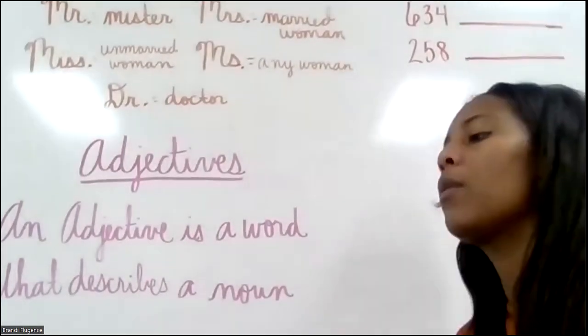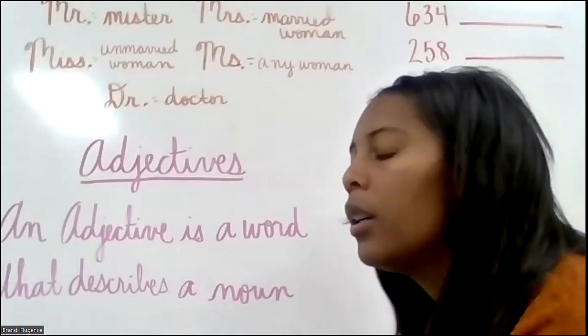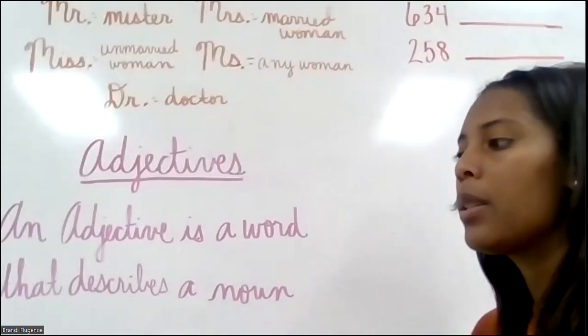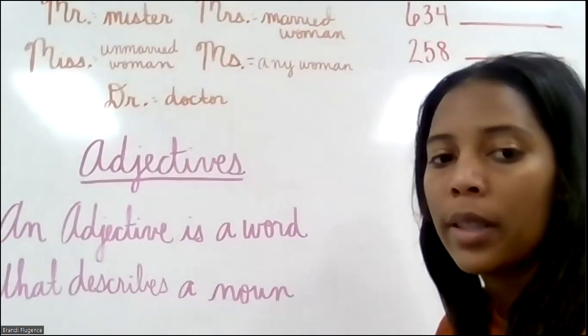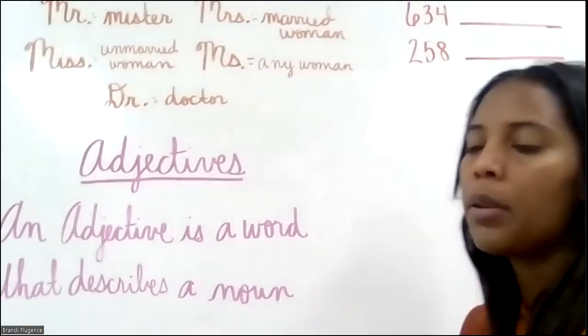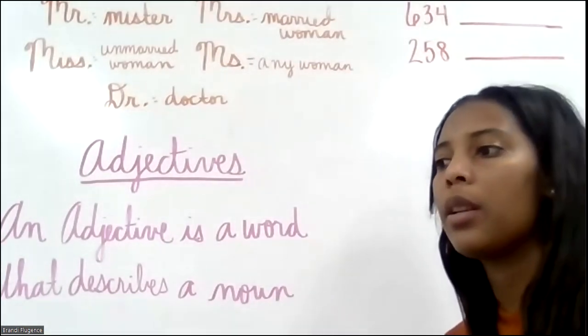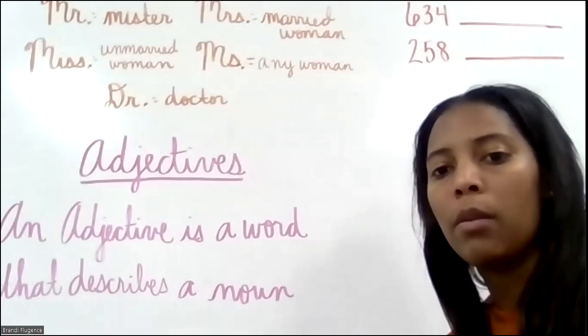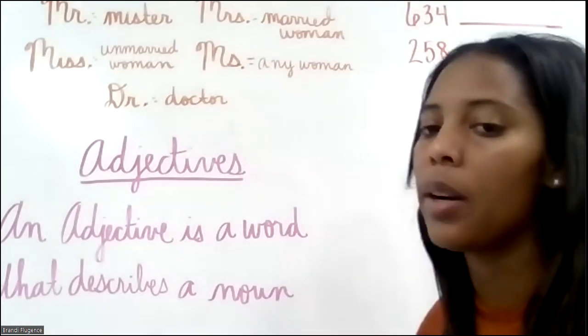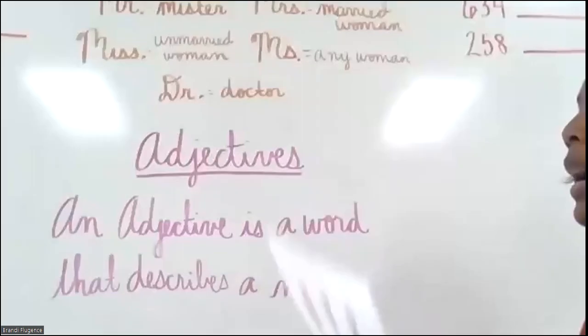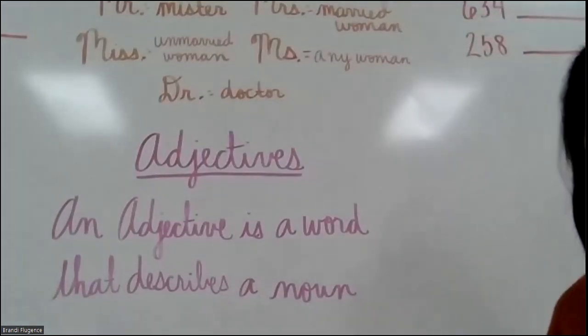Remember, a noun is the name of a person, place, thing, or idea. A pronoun is a word used in the place of a noun, and a verb is a word that does an action, shows a state of being, links two words together, or helps another verb. So we've covered those. Now we're going to move on to our next part of speech, which is adjectives.